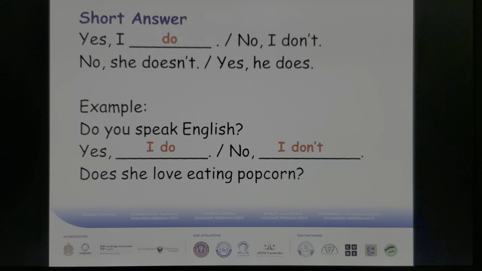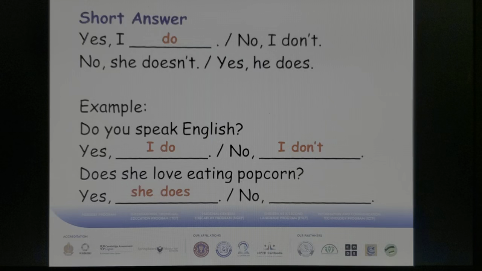Does she love eating popcorn? So the question is with does again. Does she? So the answer is only two ways: yes or no. If you say yes, guess what? Yes, she does. But if you say no, no, she doesn't, or no, she does not, right? Okay, that is the answers.